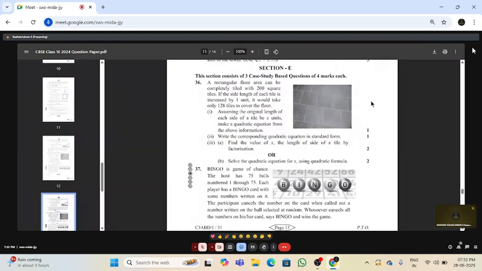Can you see the question paper? Vedant and the other students, yeah, please think about it and see if you can solve it yourselves.